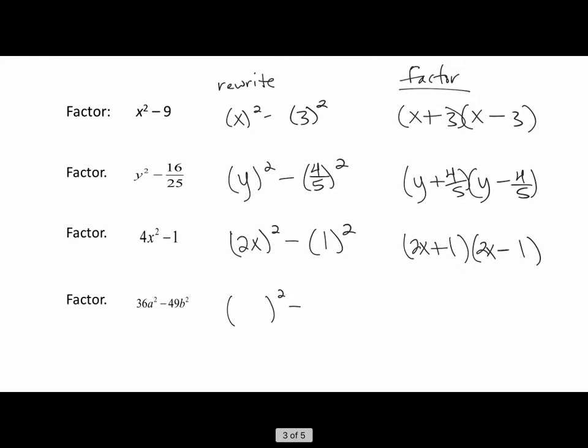Then our next example, can we write this as a difference of two perfect squares? Let's see. 36 is 6 squared, and a squared is a squared. 49 is 7 squared, and b squared is b squared. So yes, this can be written as a difference of two perfect squares. So we can factor it as the sum and difference of the first term, 6a, and the second term, 7b.